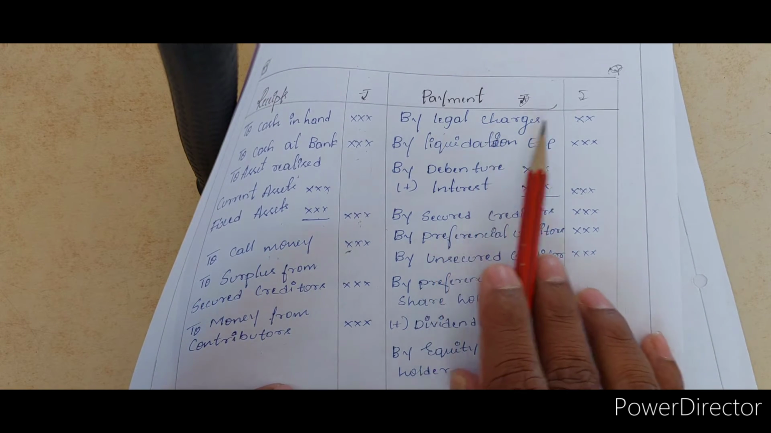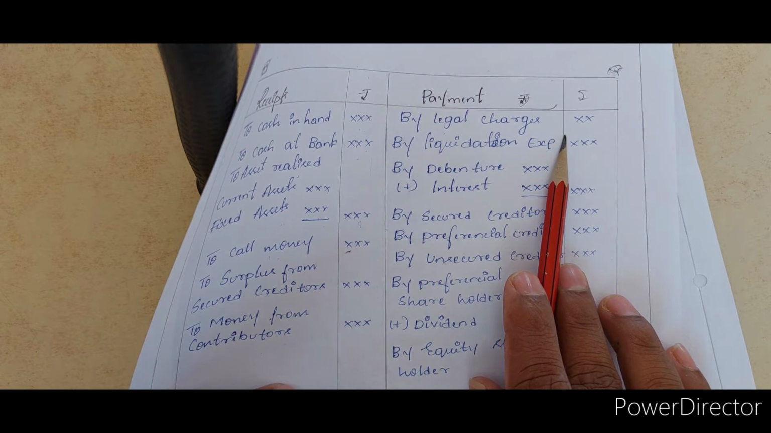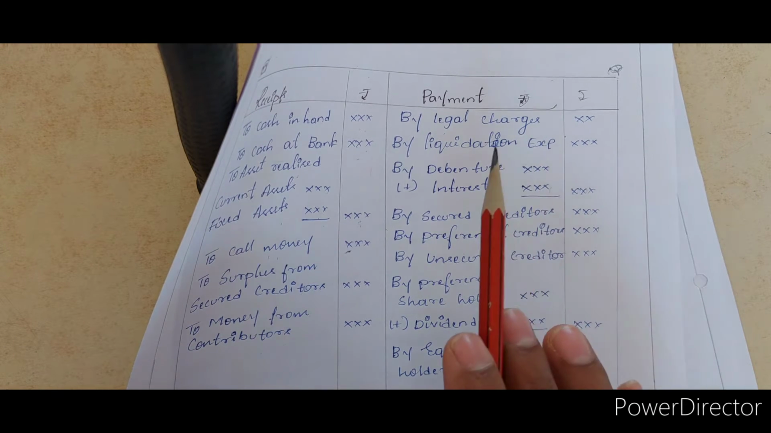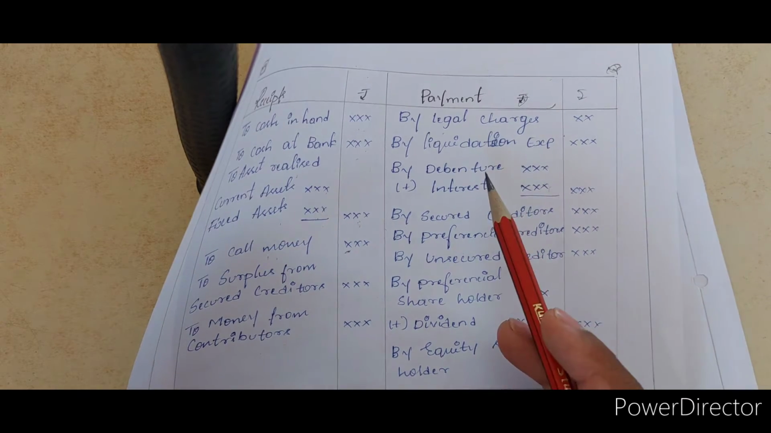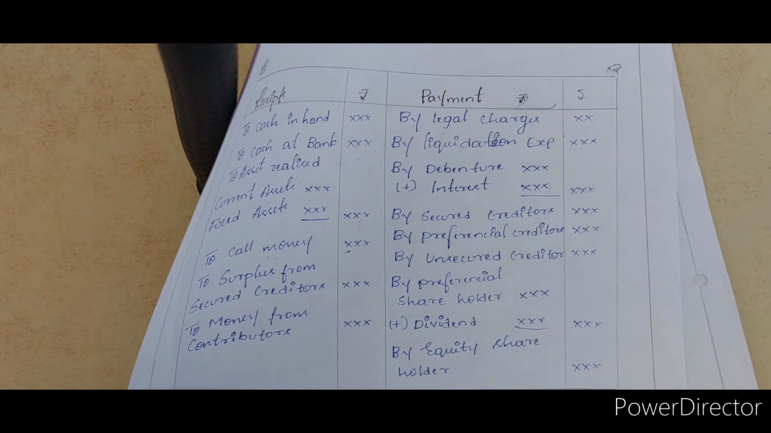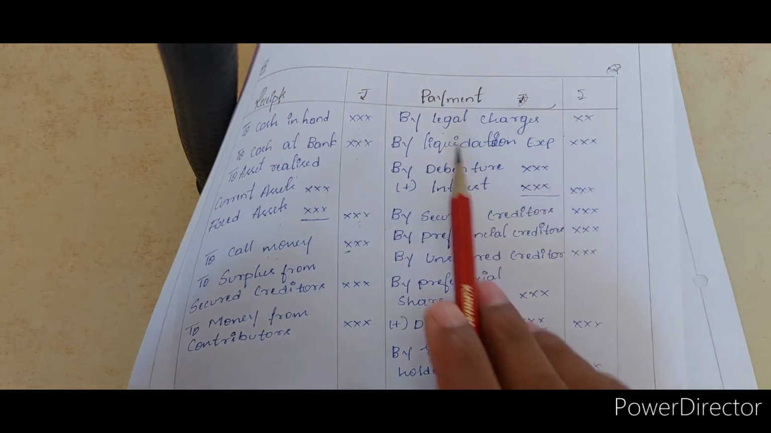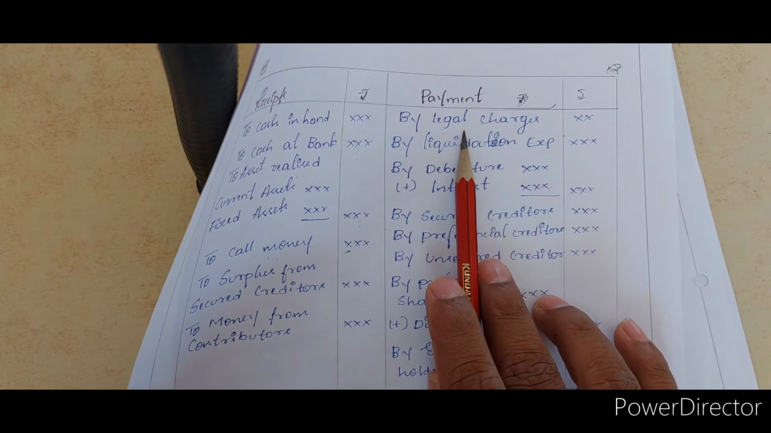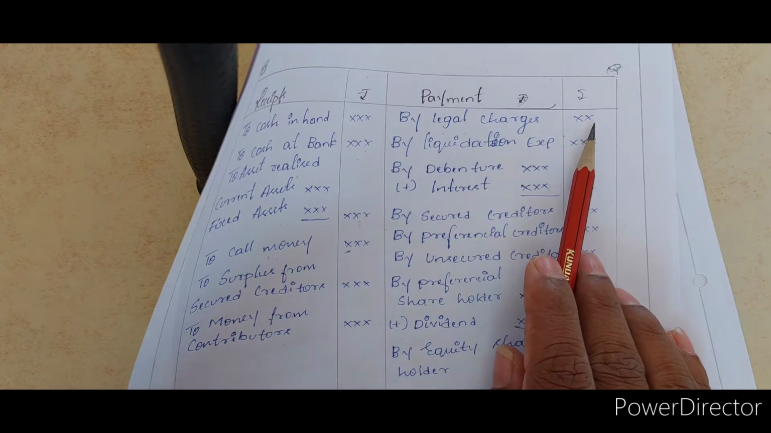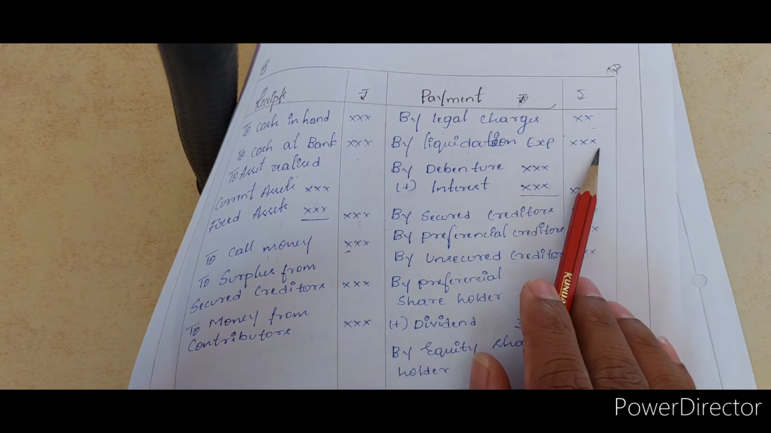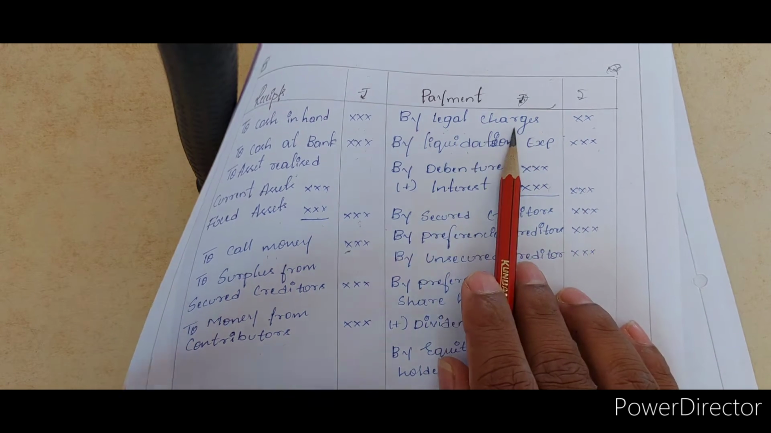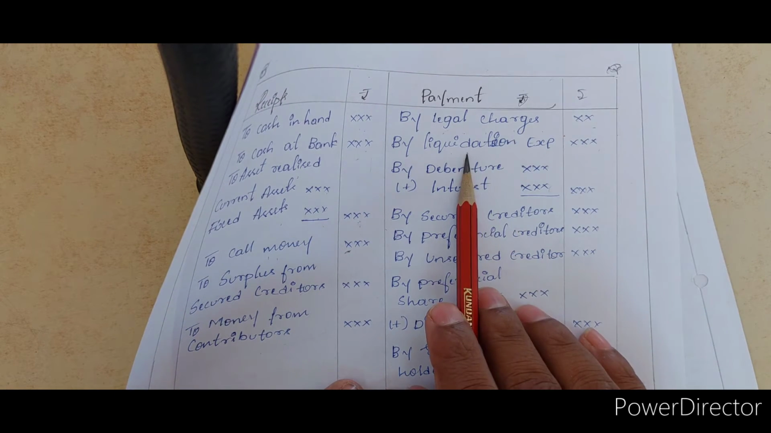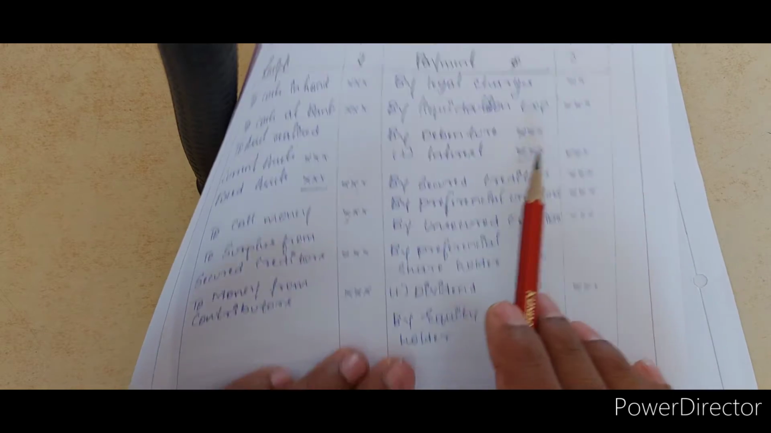The first is legal charges. Many adjustments, many items will be given in the problem. Whatever adjustments are given in the problem, you need to take them order-wise. First, there must be legal charges. Next, liquidation expense. Legal charges, for example, 100 rupees. Liquidation expense 200 rupees. Legal charge may be given, may not be given. If it is given, then only take. Liquidation expense will be given. If it is given, you can take it.